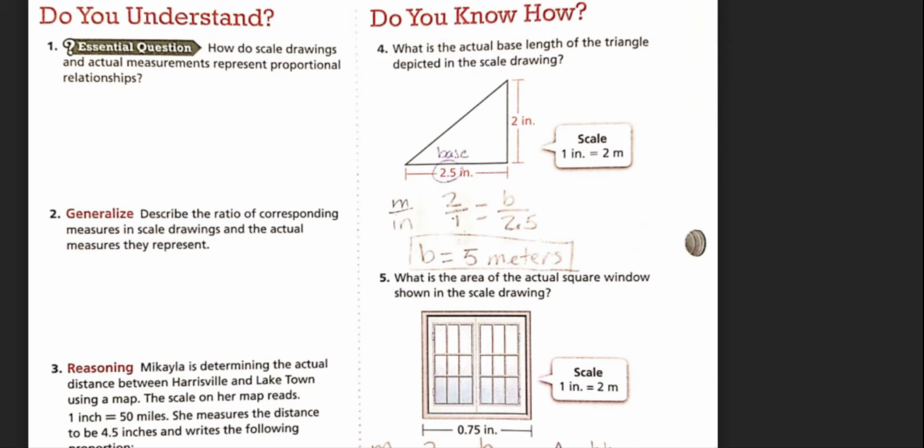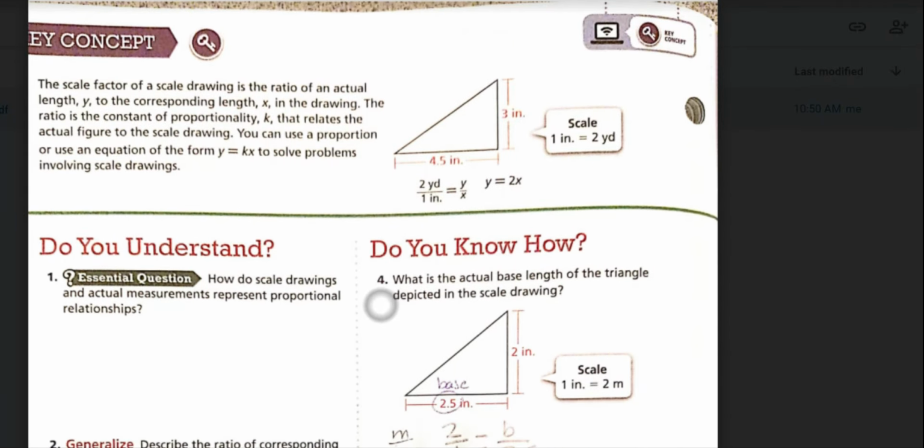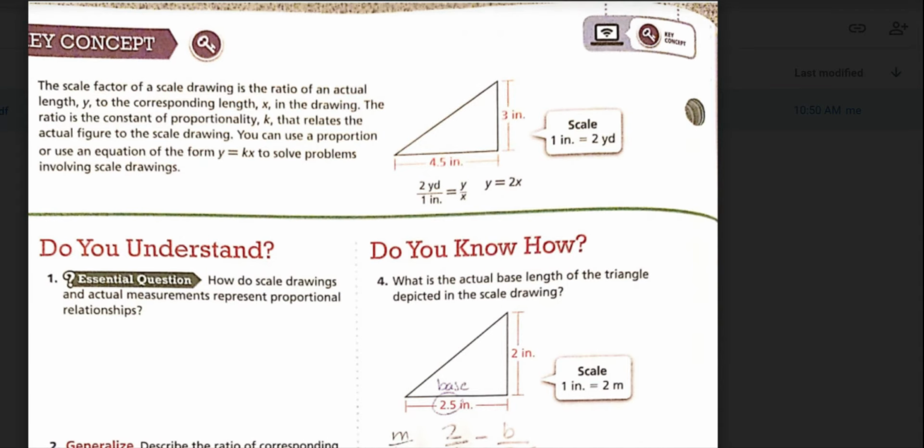I'm going to go over section 8.1 with you, which is about scale drawings. If we look at our key concept here, this is a very complicated way of saying it, but I think you understand when you see a scale model, it is proportional to the actual size of it. And then you can use y equals kx, where k is your scale, or k is your constant of proportionality.